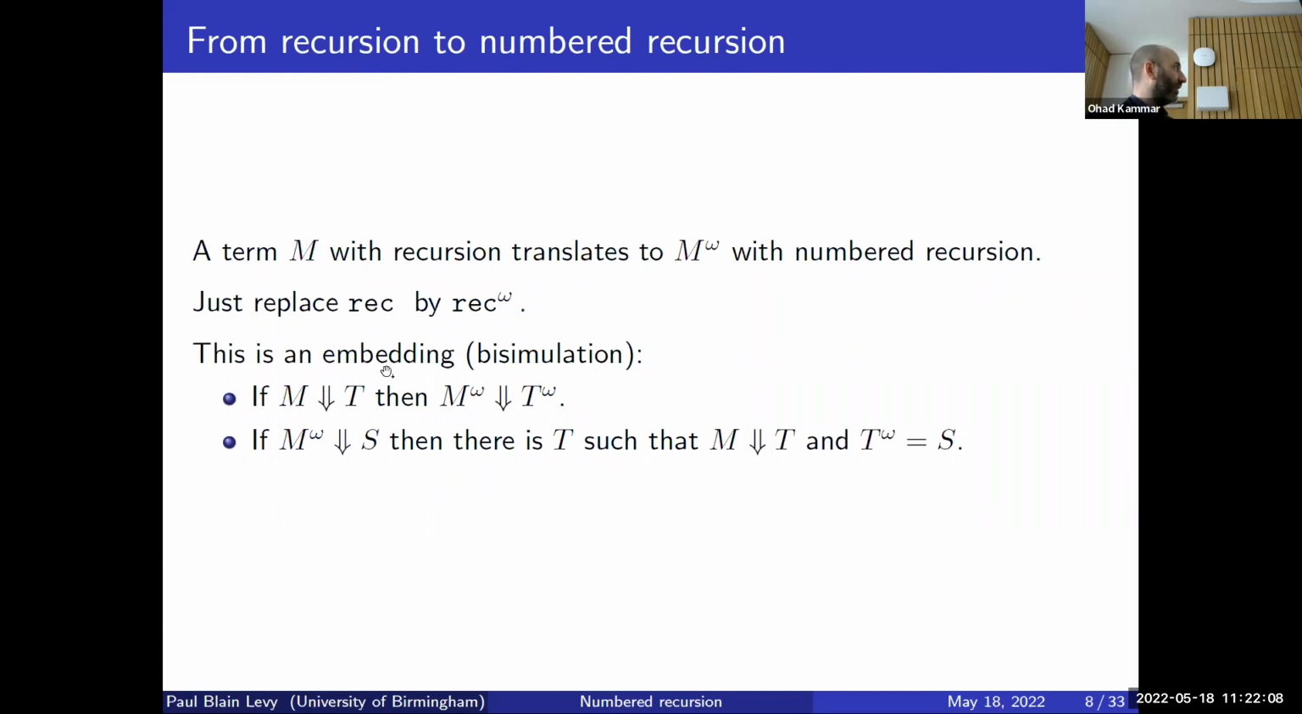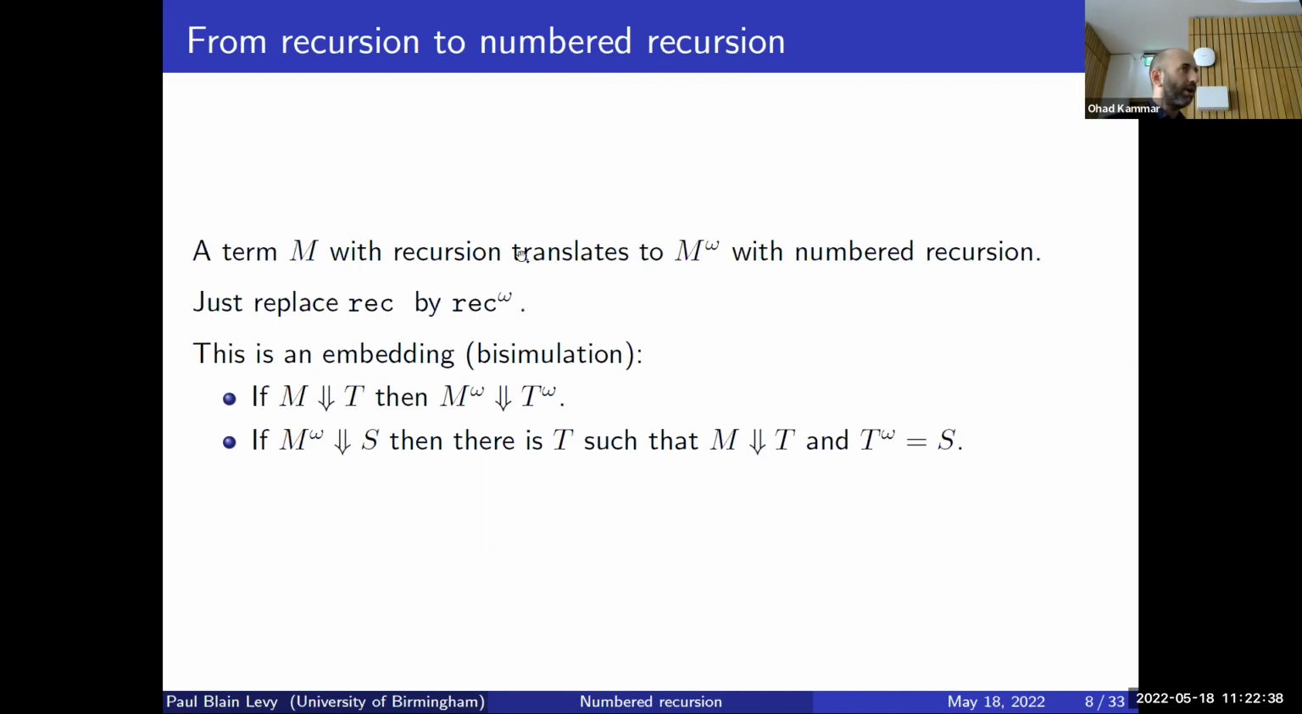And this is an embedding, or to be more precise, it's a functional bisimulation, which we can call an embedding. So if M evaluates to T, then its translation evaluates, and if its translation evaluates, then S must be the translation of a term, right? So that's saying that this embed is a function, we have a functional bisimulation from the language with recursion to the language with numbered recursion. So that is the first of our list of results, right?